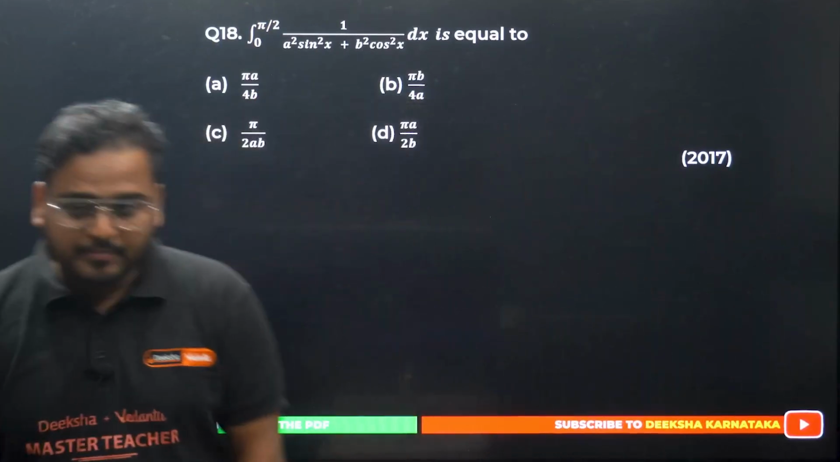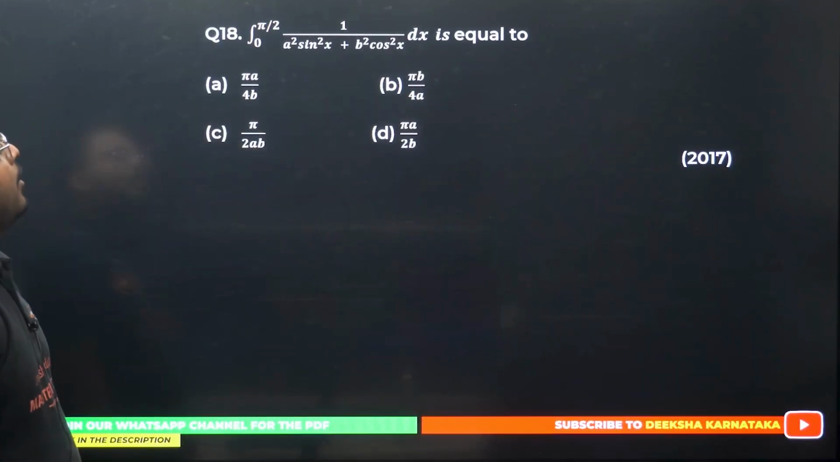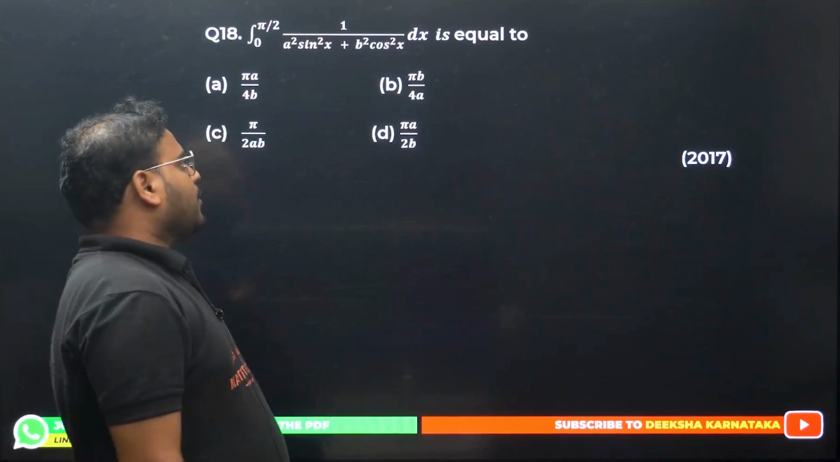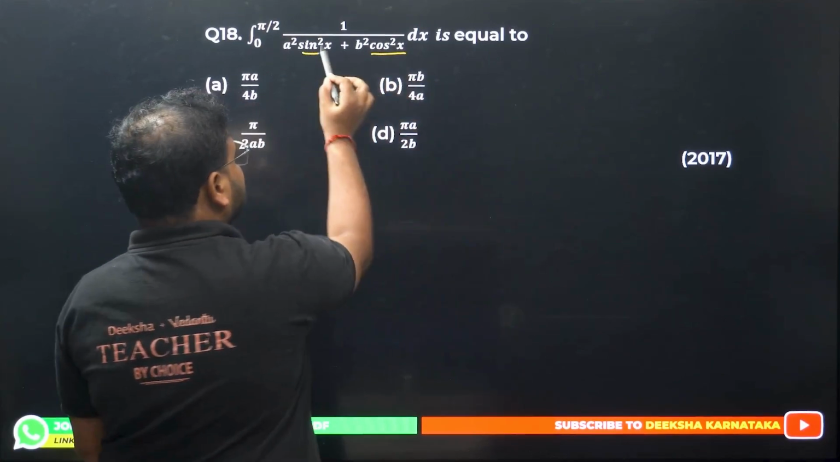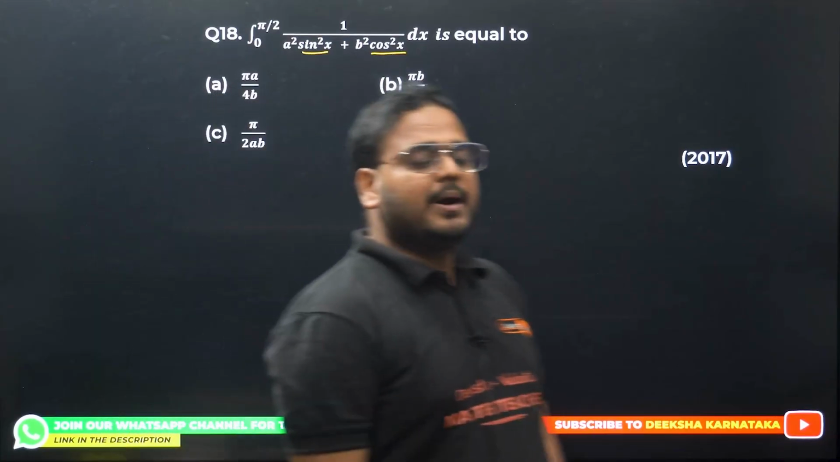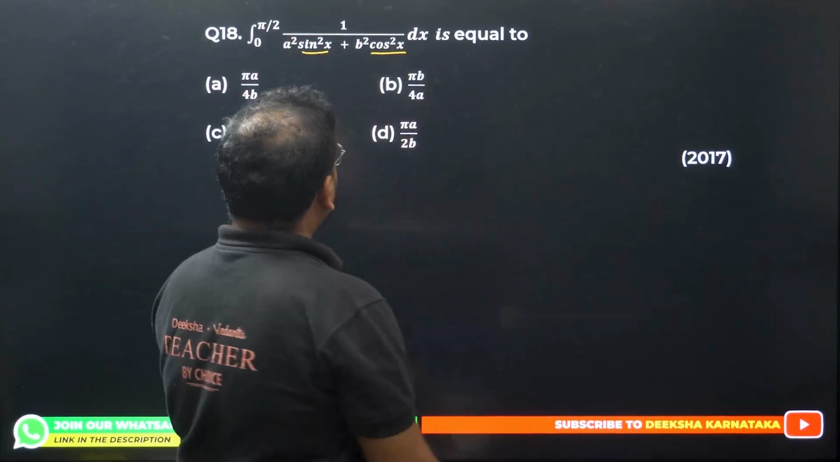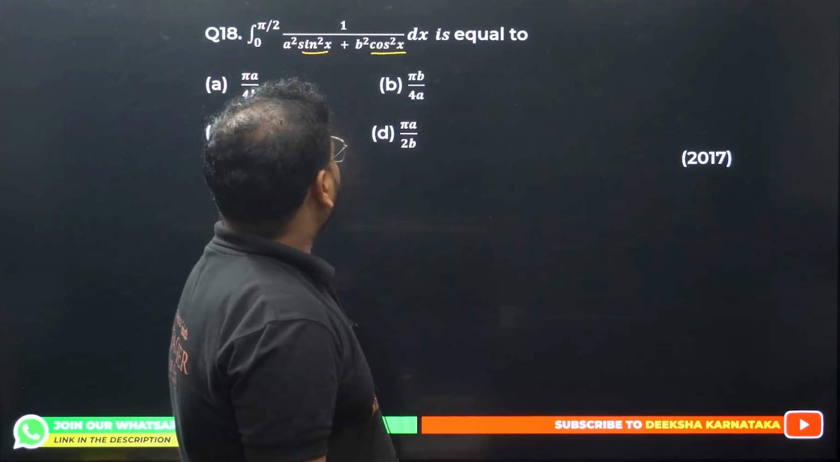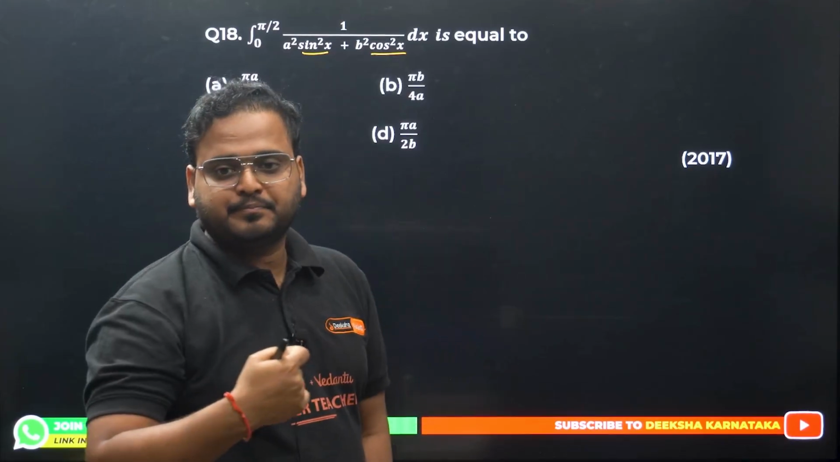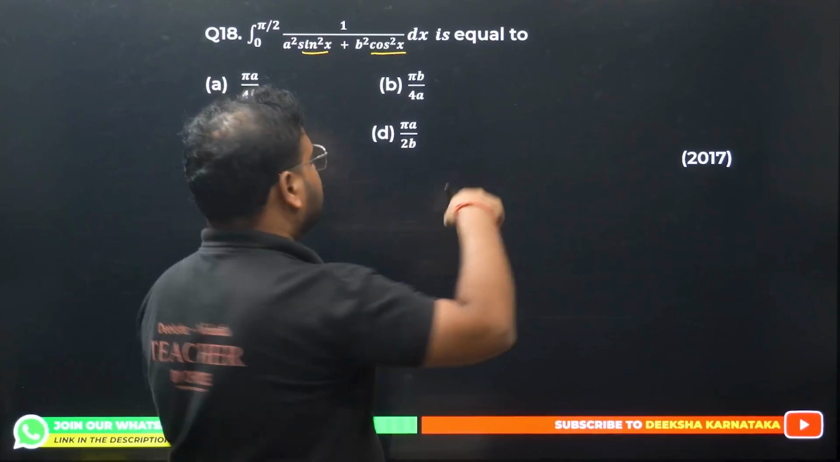Question number 18. 1 upon a square sine square plus b square cos square. This is a good question. Cos square, sine square. Divide by cos square to the terms. Divide by cos square to both numerator and denominator. Please check.